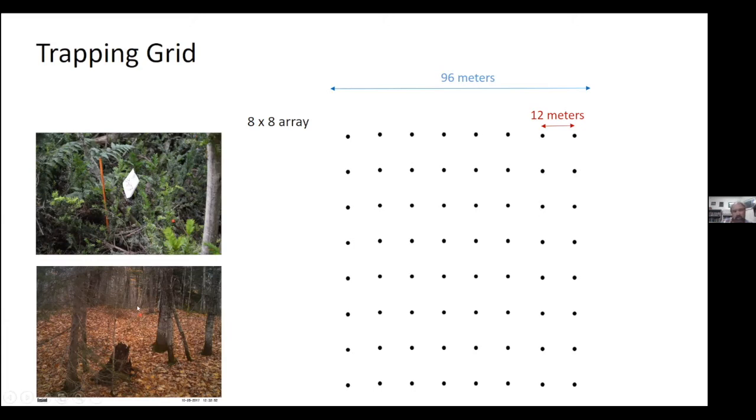Each of these grid points are flagged. That orange flag there, and actually you can barely see it in this image. There's one of the Sherman traps in the back at GLC. This is out on the island here, and we have to use rebar out there. The island gets a little more rocky, and so these give a more permanent fixture.